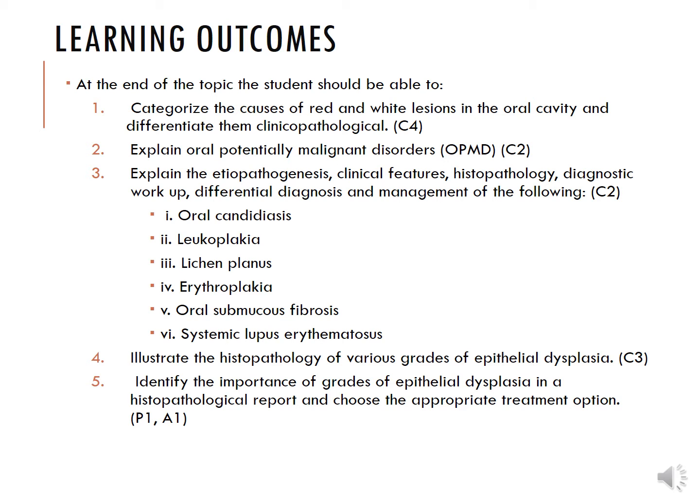Right. I'd like to mention here, guys, that I will be dealing with some of these outcomes at the beginning, in this part one, and some of them will be dealt with further on by Dr. Larry and me collectively. In these coming slides, what I'm going to discuss is, number one, the categories that cause the red and white lesions. I'm going to explain the core concept of oral potentially malignant disorders, and I'm going to explain the histopathology of various grades of dysplasia.